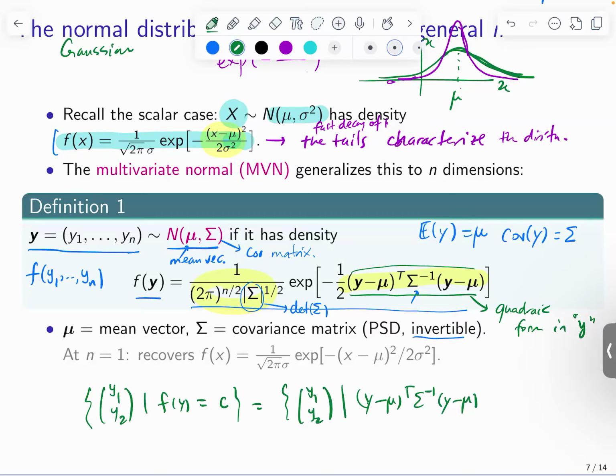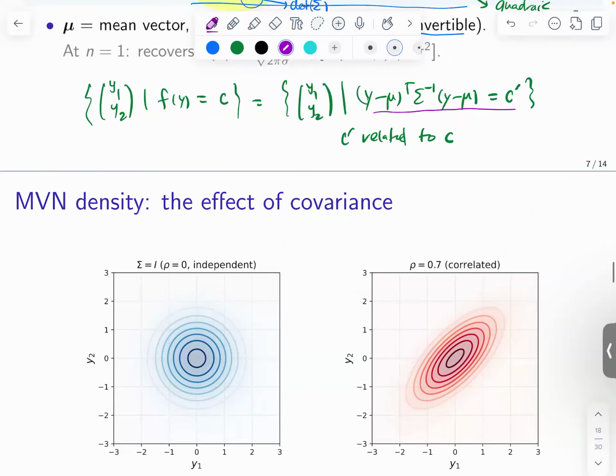So this is 1 by n, n by n, n by 1. So this multiplies to a scalar value. So f(y) is equal to C if this quantity is equal to C prime for some other C prime related to C. And so I can plot these, and these would look like ellipsoids. Let's say I'm doing it in R2, these would be the contours of the distribution.